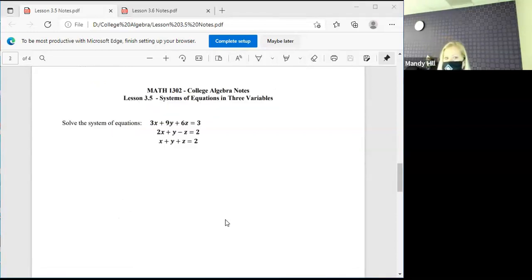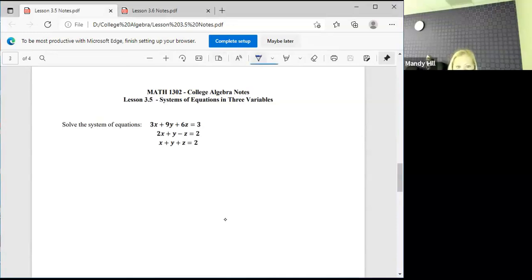We said the first thing that we want to do is make sure all our X's are lined up, all our Y's are lined up, all our Z's are lined up, all equals, and then our numbers. We need everything to be lined up: this is X, this is Y, this is Z, we've got our equal sign, and we've got our number on the other side. The next thing is we're going to type in our graphing calculator.